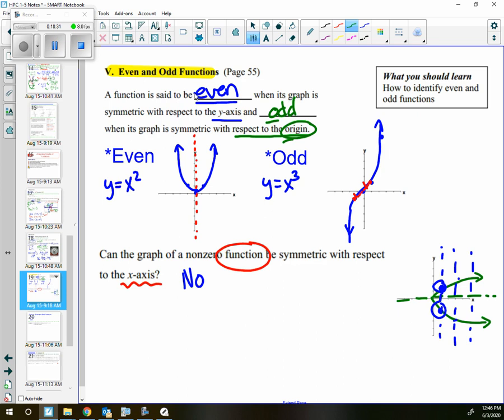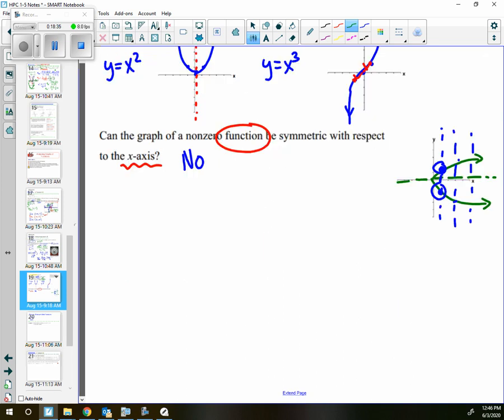Remember, we can have algebraic. What are the tests to check and see if something is either even or odd? So let's talk about how we can check from an equation to be able to tell. So let's talk about even first.